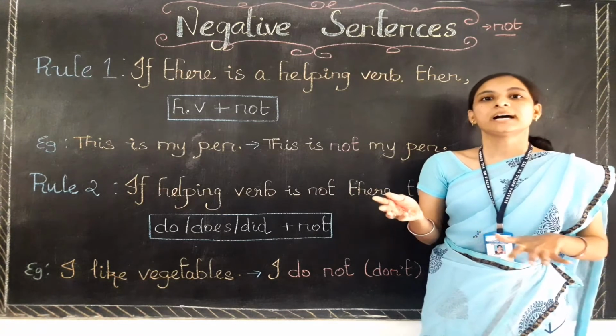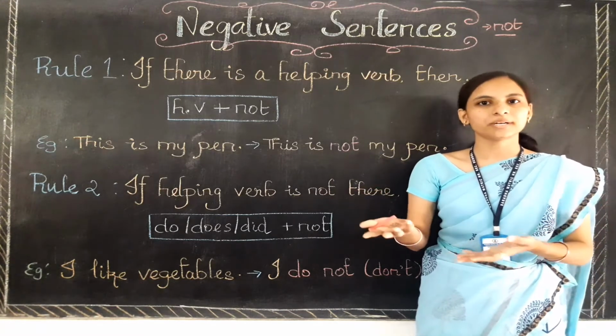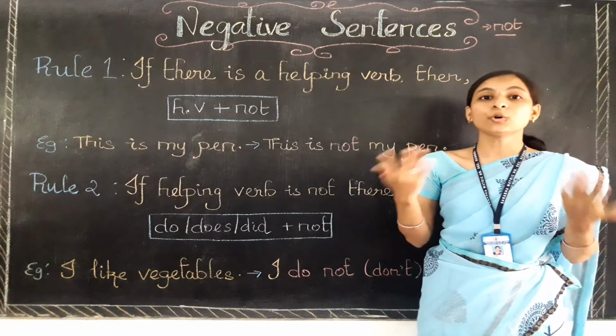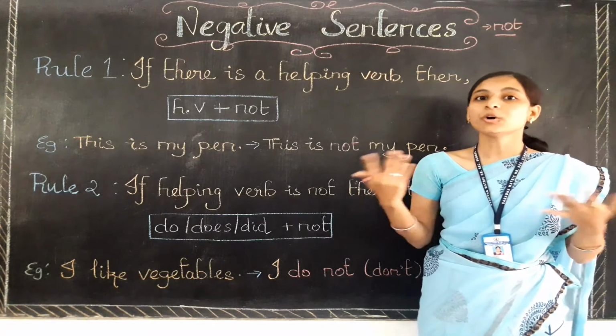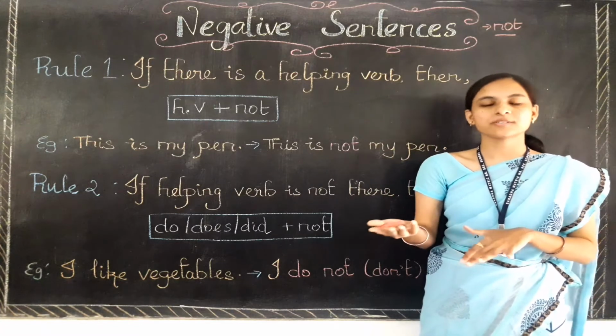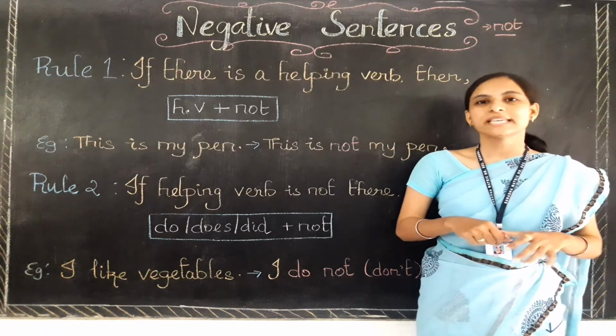For example, I see a bird. Okay. It means na vandu oru bird paathen. I don't see a bird. It means na oru bird paakala. So when we are talking opposite to the positive sentence, that is the negative sentence only.